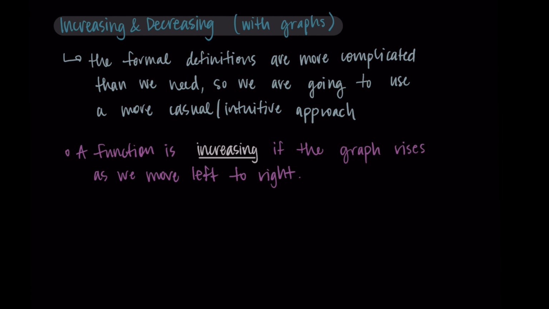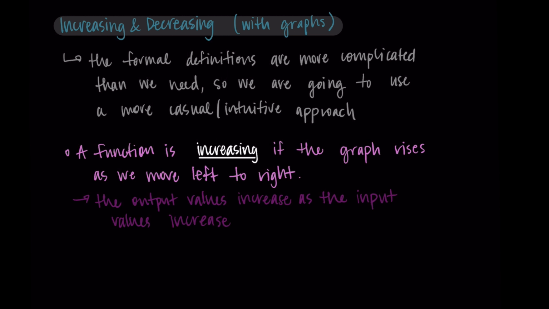So we say that a function is increasing if the graph rises as we move from left to right. So as we go from left to right, we're going up on the graph. The more formal way to say this might be that the output values increase as the input values increase. Graphically, going from left to right, we'd also be going up, and so you can see the little portion of the graph might look like this, where the input is increasing and the output is also increasing.